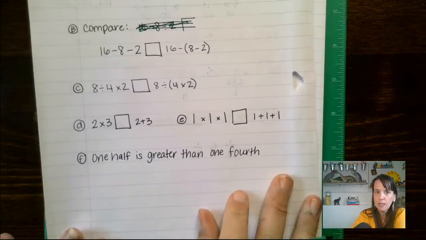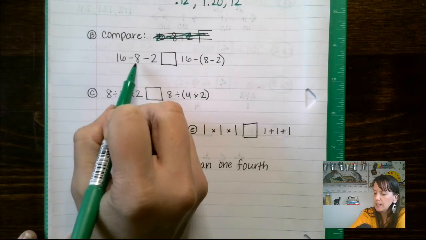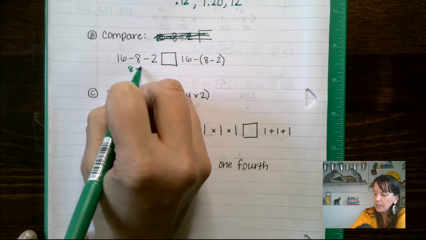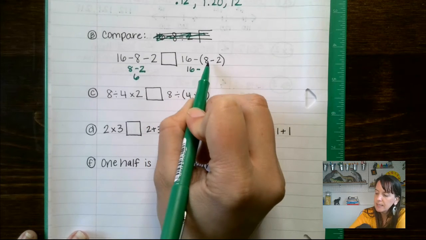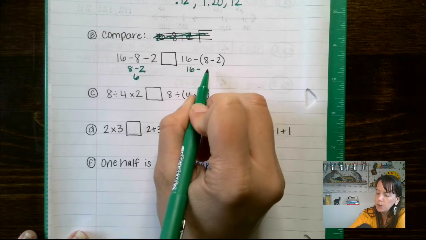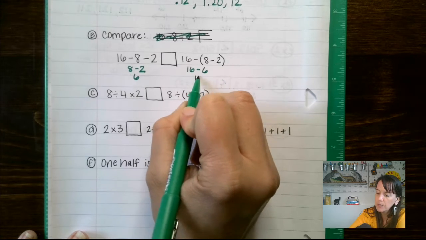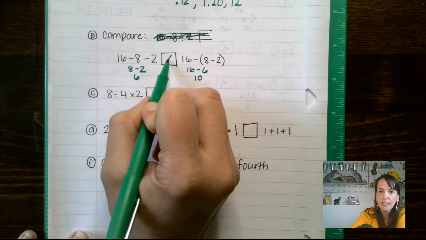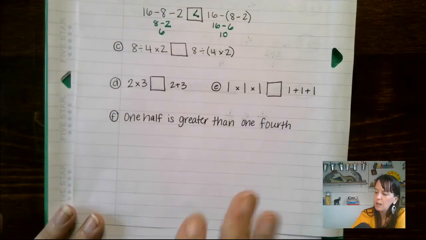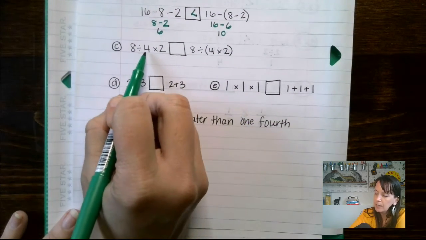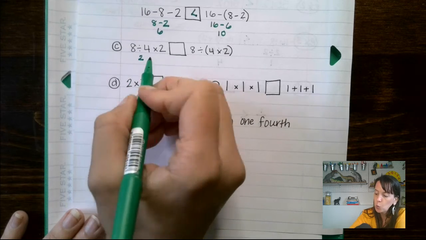Okay, let's take a look at these guys. Let's compare these. 16 minus 8 is 8 minus 2, which is 6. 16 minus quantity, 8 minus 2 is 6, which gives me 10. So we're going to be using the less than symbol because it looks like an L. All right, so 8 divided by 4 is 2 times 2.